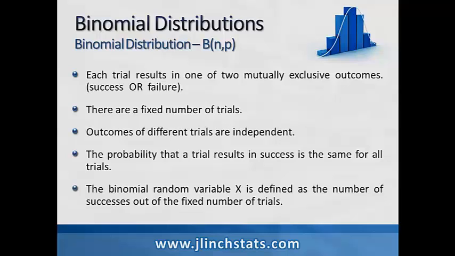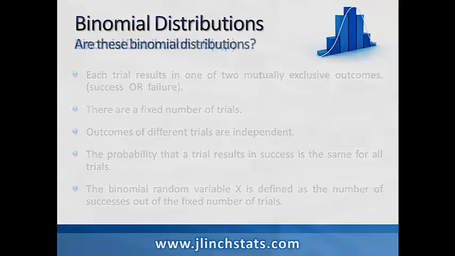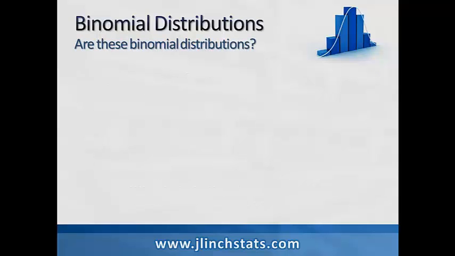Once again, each trial results in one of two mutually exclusive outcomes. We either have a success or we have a failure. We have a fixed number of trials. The outcomes of our trials are independent from one another. And the probability that a trial results in success or failure is the same for all trials. Now, let's talk about some examples here and decide whether these examples here are binomial distributions.